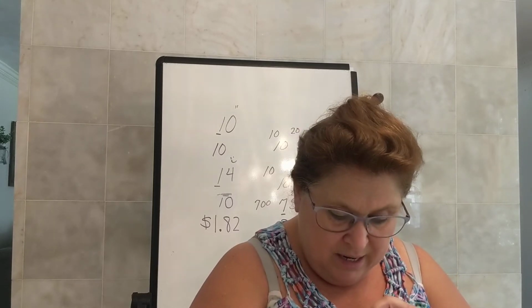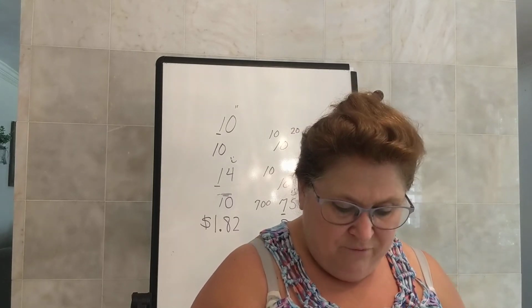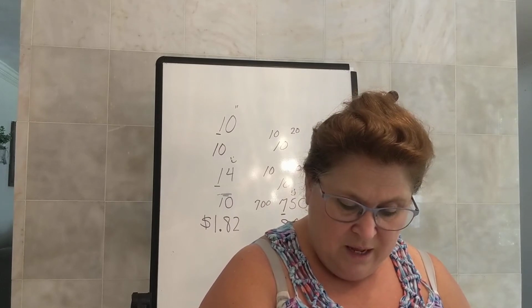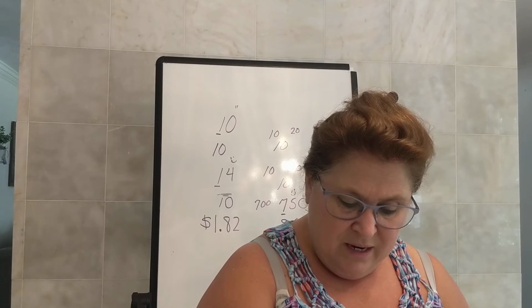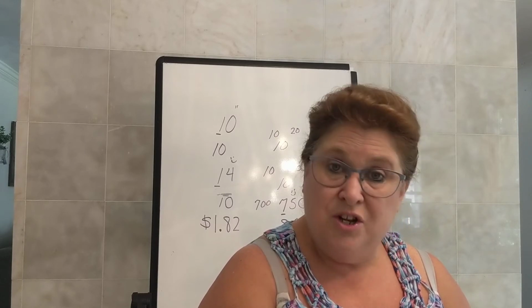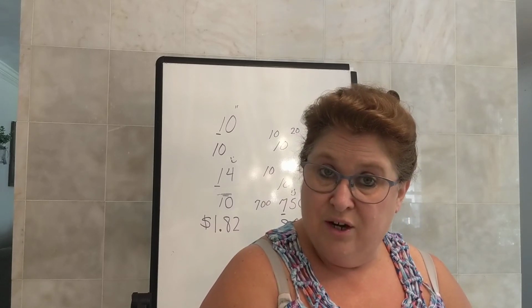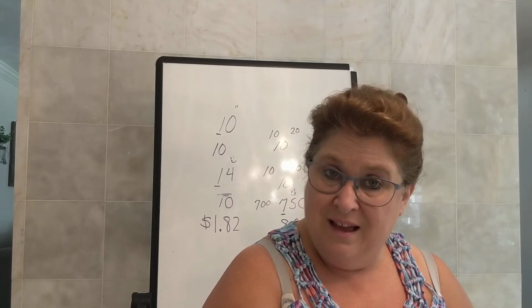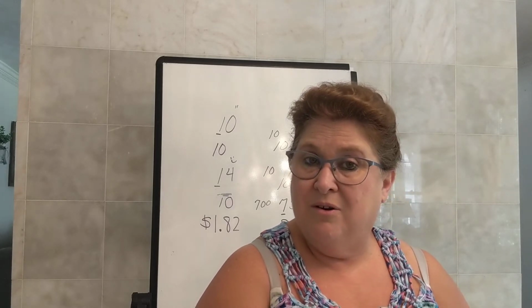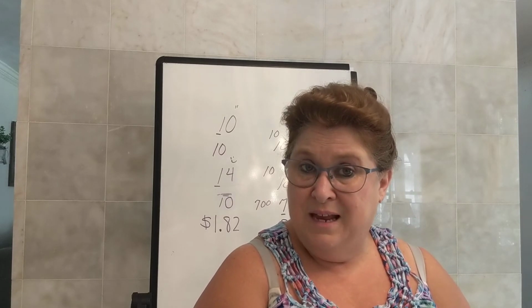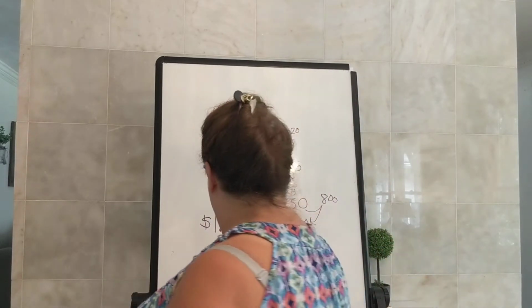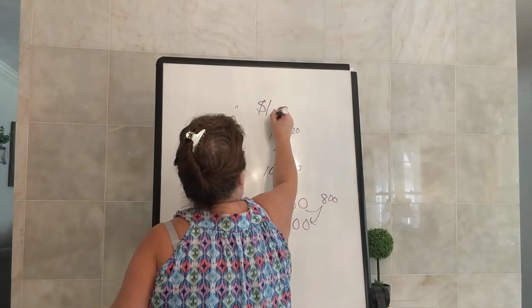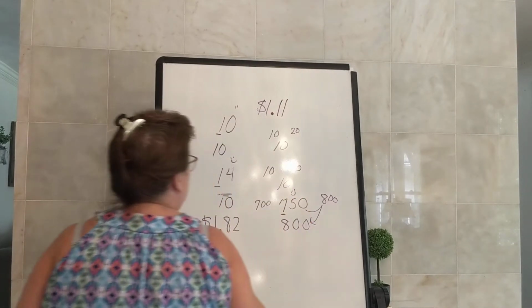Okay? So y'all ready? So here we go. We have 50, 75. Go to your dimes. 85, 95, $1.05. Go to your nickel. $1.10, $1.11. So we have $1.11. So we're going to write it like this. We're going to write our dollar sign, $1, and our decimal point, 11 cents.